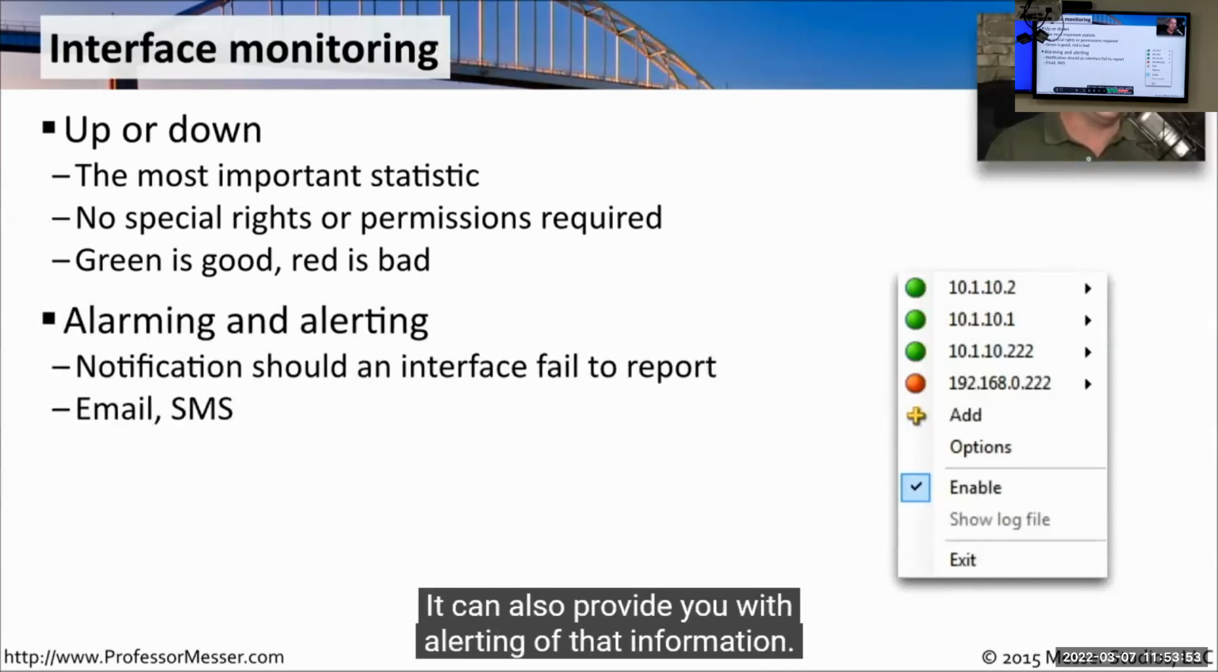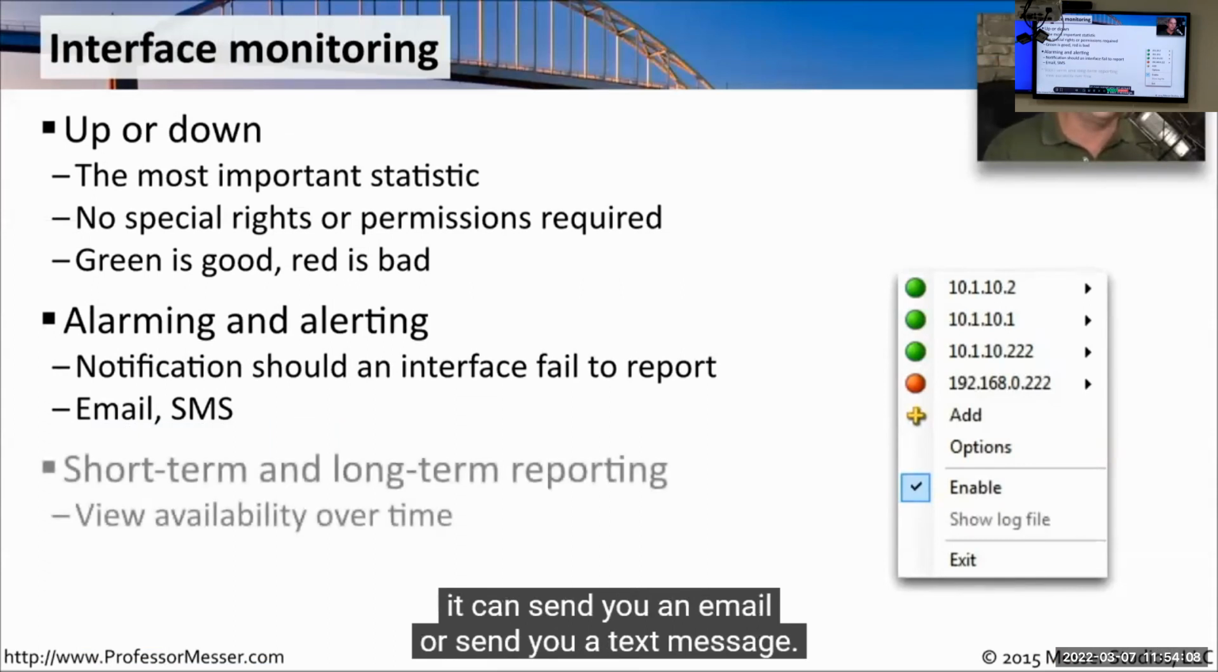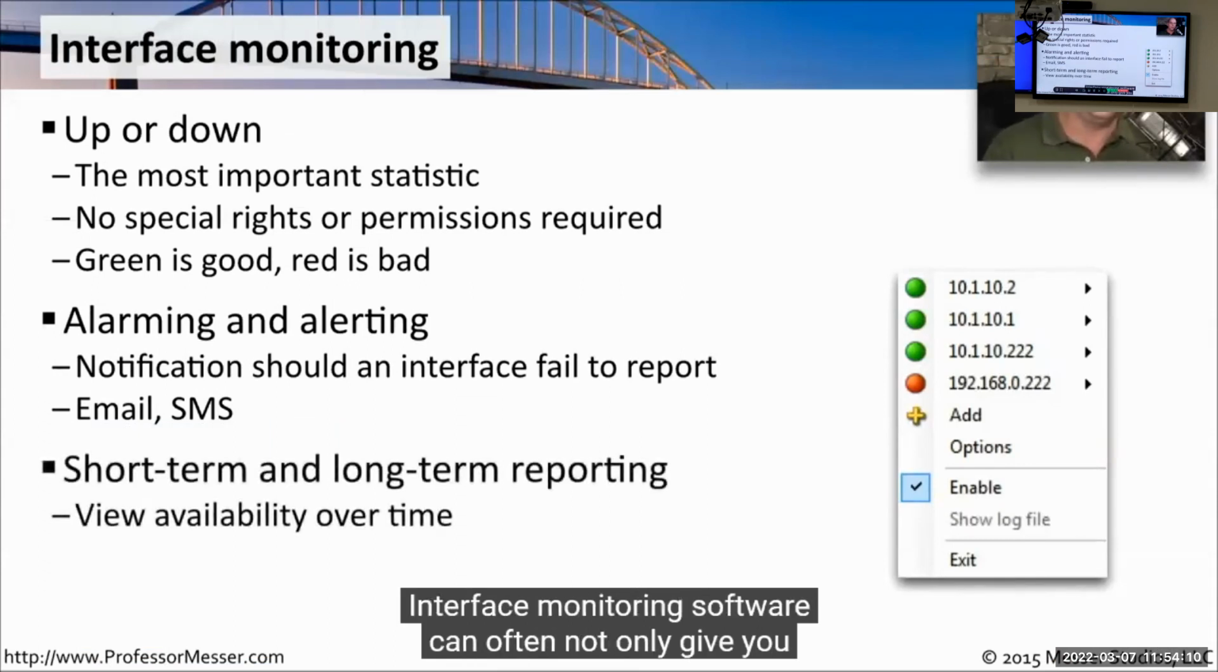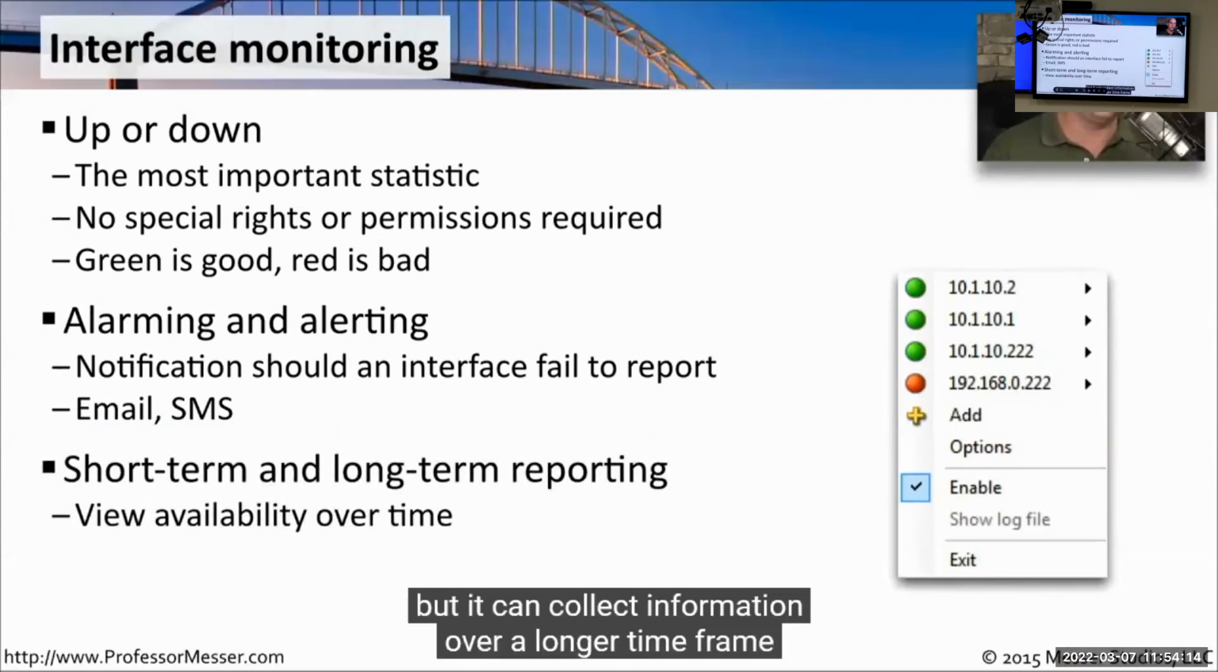It can also provide you with alerting of that information. You obviously can't look at the monitoring screen 24 hours a day, 7 days a week. So we'll have the software monitor these interfaces. And if the interface turns from green to red, it can send you an email or send you a text message. Interface monitoring software can often not only give you that short-term view of what's happening, but it can collect information over a longer time frame so you can see how available a particular interface has been.